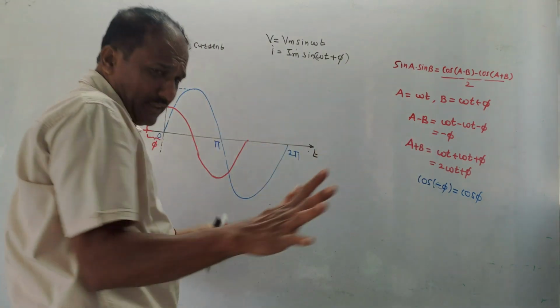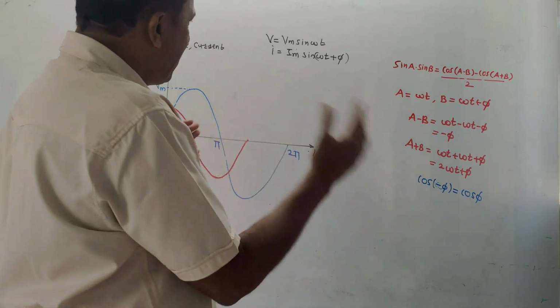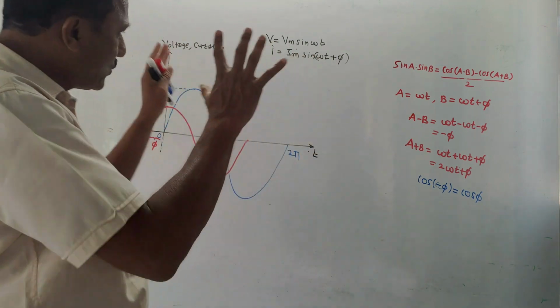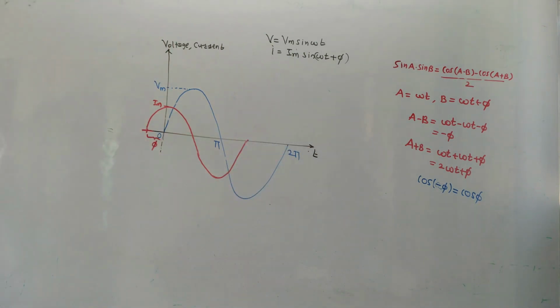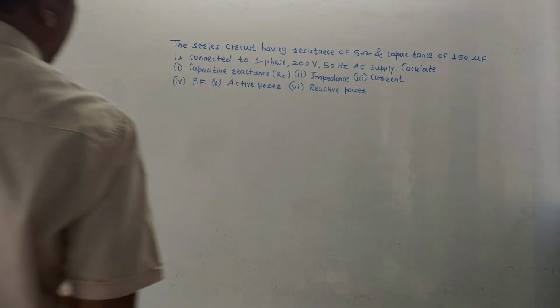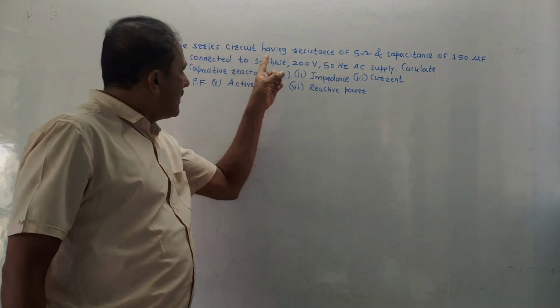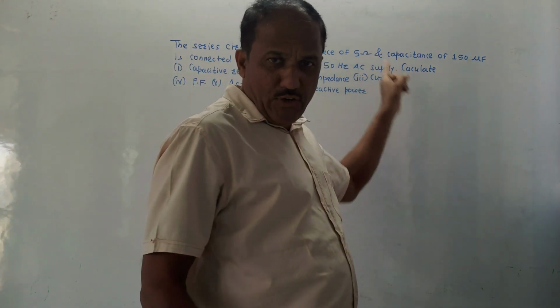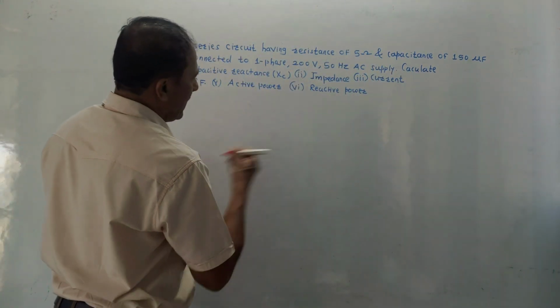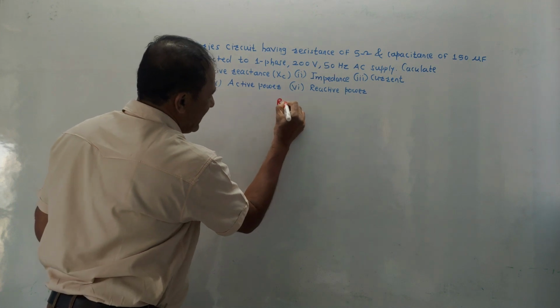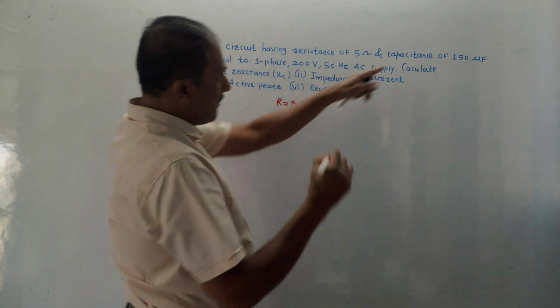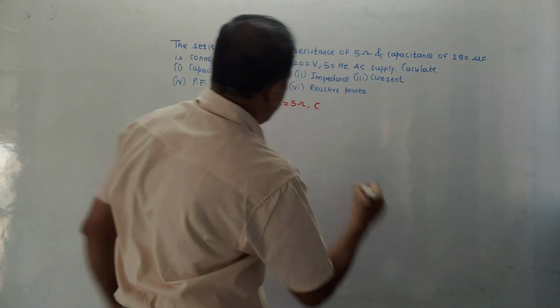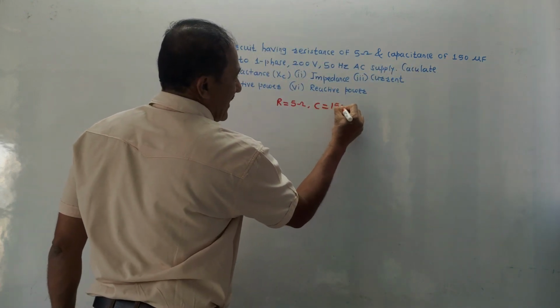Now this part is pretty simple. You just have to memorize the things logically. We will solve one numerical to get an idea of this series RC circuit. The given problem is a series circuit having resistance of 5 ohm. While reading the numerical itself, be habitual of writing the values in terms of notation. So R equals 5 ohm. Capacitance of 150 microfarad.